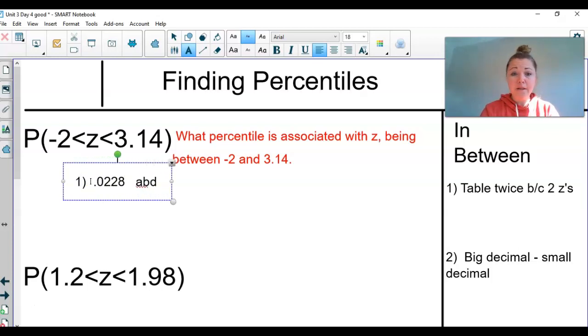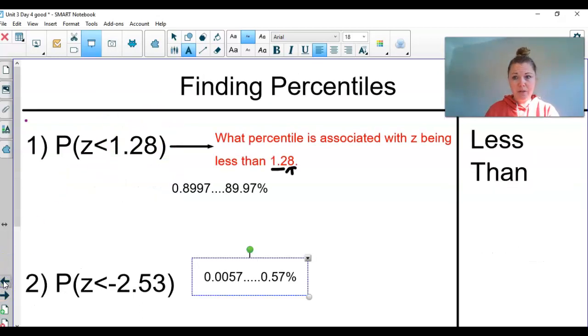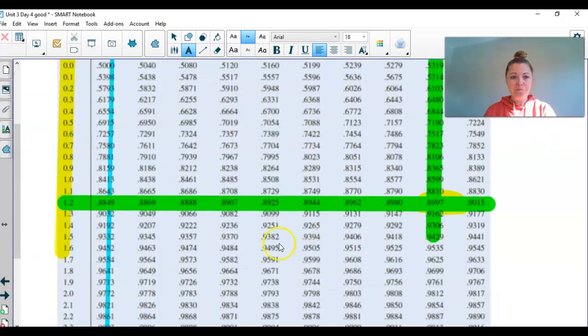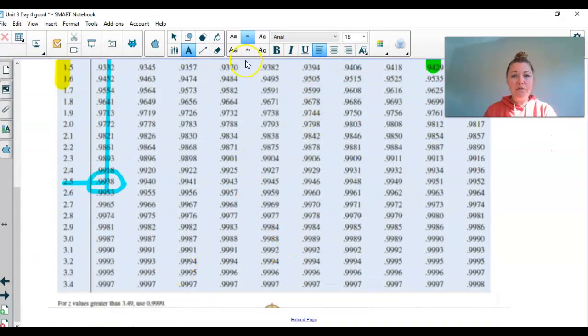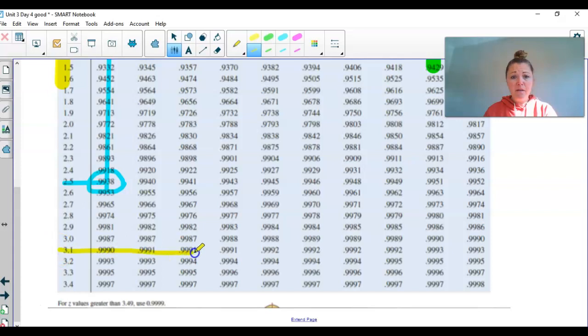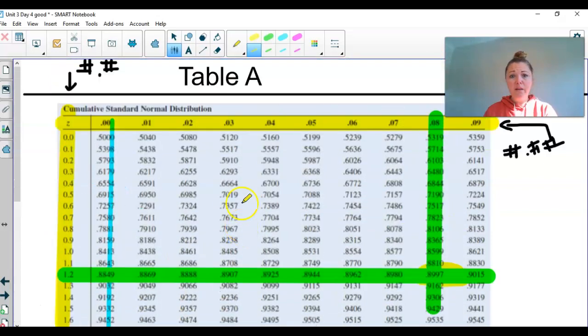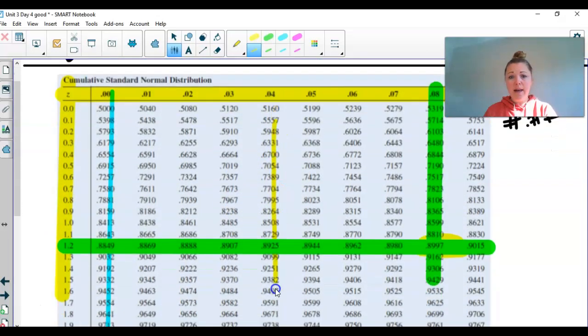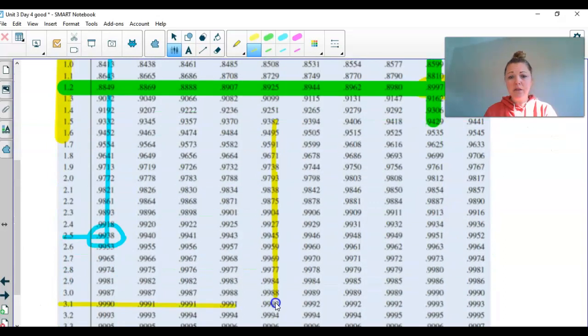Okay, and we need to do it again for 3.14. So let's go back. 3.1 is the first digit, two digits that we have. 4 is the last digit. So we keep going until they intersect. That's 0.9992.